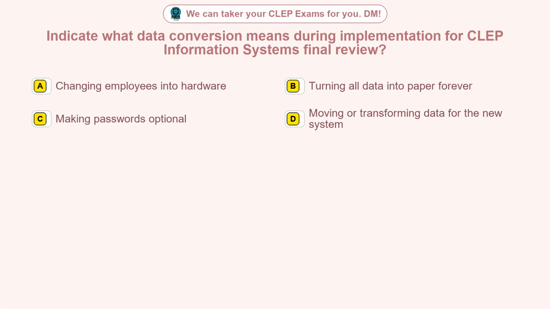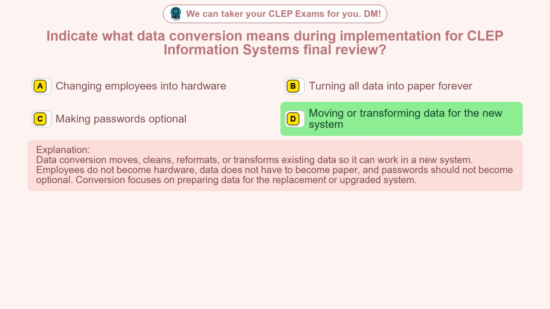Question 75. Indicate what data conversion means during implementation for CLEP Information Systems final review. Option A, changing employees into hardware. Option B, turning all data into paper forever. Option C, making passwords optional. Option D, moving or transforming data for the new system. The correct answer is option D, moving or transforming data for the new system.